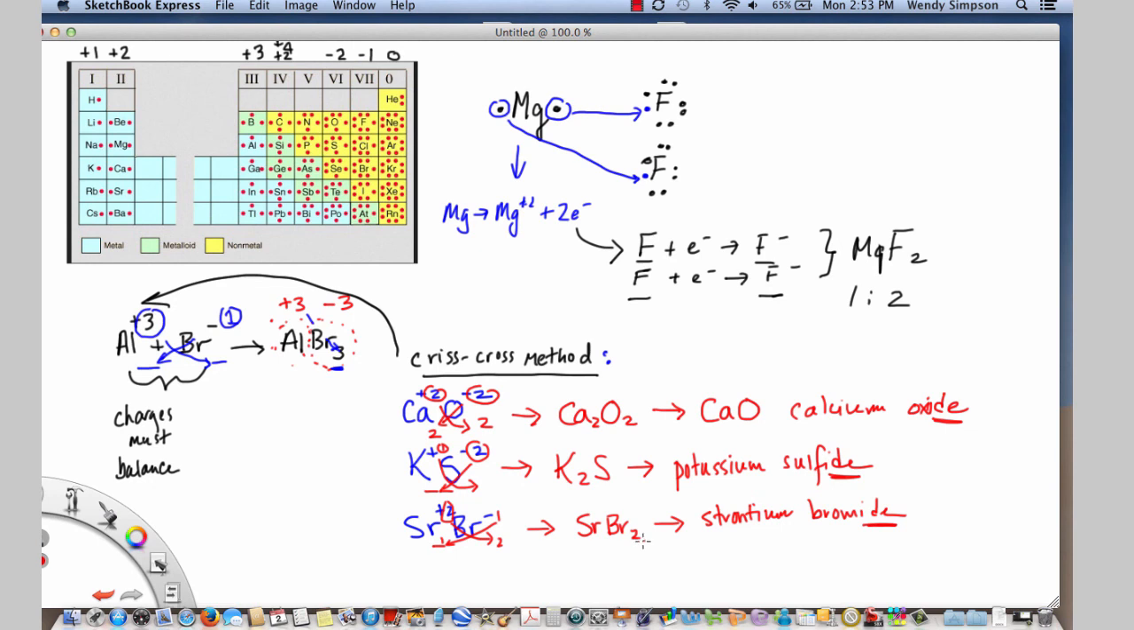So remember that in these compounds, in the ionic compounds, the charges must balance. The charge of the cation plus the charge of the anion has to equal 0. And we can see that.